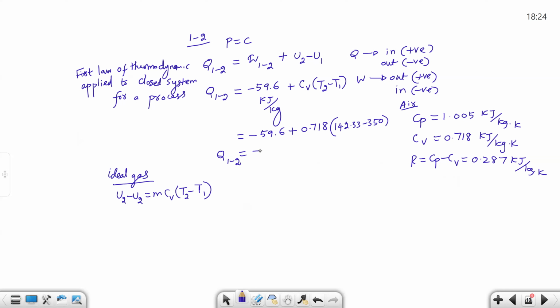Minus 208.7 kilojoule per kilogram. So the negative sign indicates that heat is going out of the system.